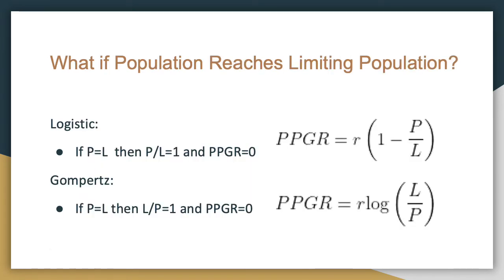Now let's consider if the population reaches the limiting population. So we will take P equal to L. In this case, we are not going to consider the exponential model because the exponential model does not take P or L into consideration. In both equations, P and L are in fractions, and if L and P are equal, these fractions will equal 1. So for the logistic model, Ppgr will equal r times 1 minus 1, thus Ppgr will equal 0. And for the Gompertz model, Ppgr will equal r times log of 1, and log of 1 is 0, so Ppgr will again just equal 0.